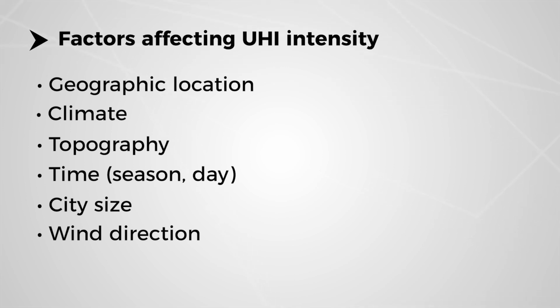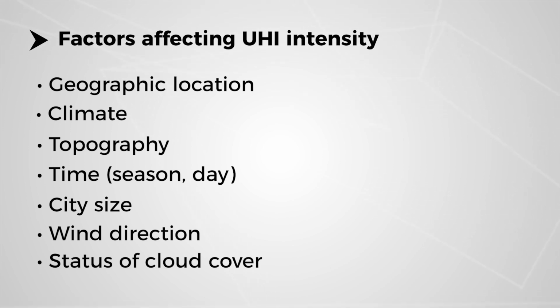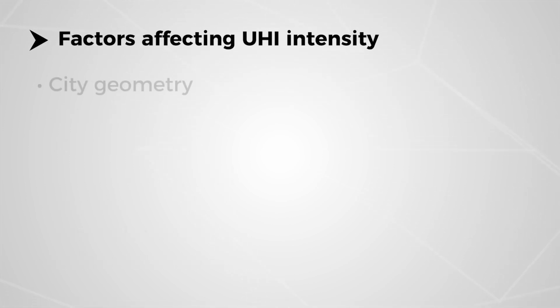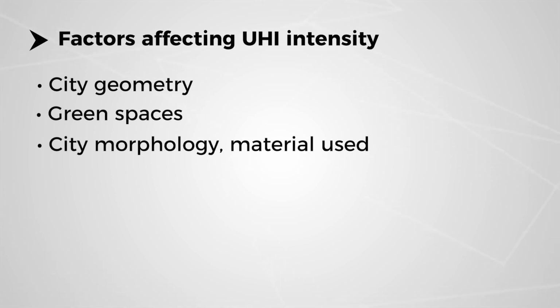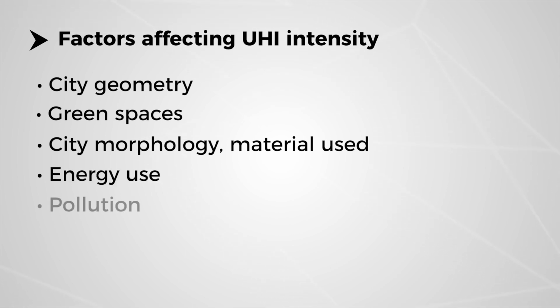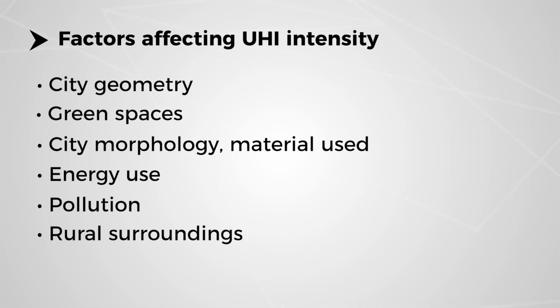Wind direction, status of cloud cover. City geometry, that is how the buildings are arranged in a city, how much street space is there for wind to pass on. Green spaces, city morphology and material used, energy use, pollution levels and rural surroundings.